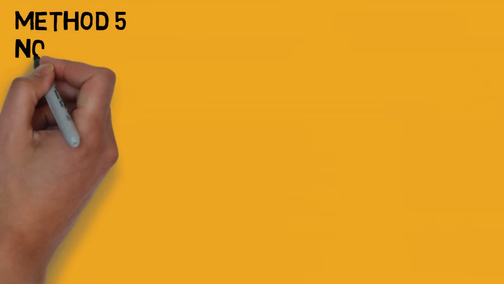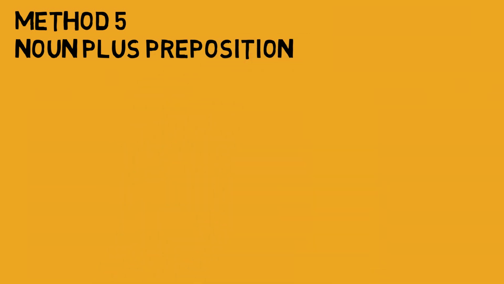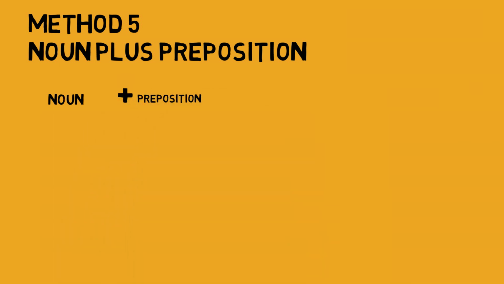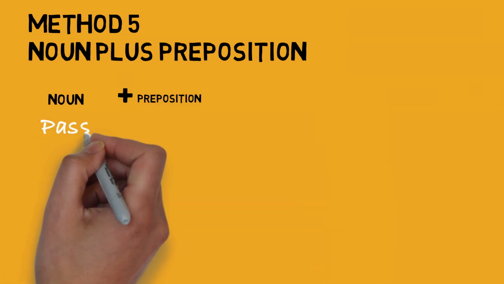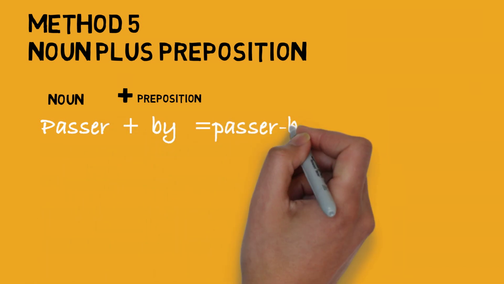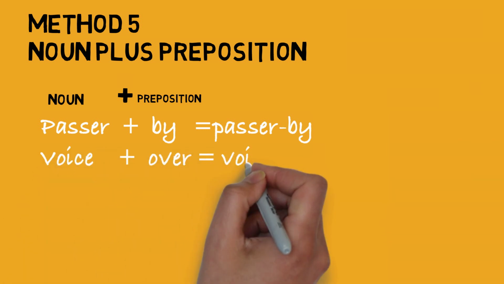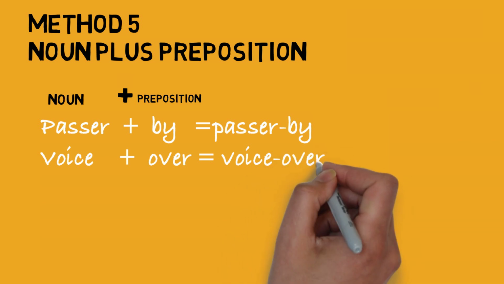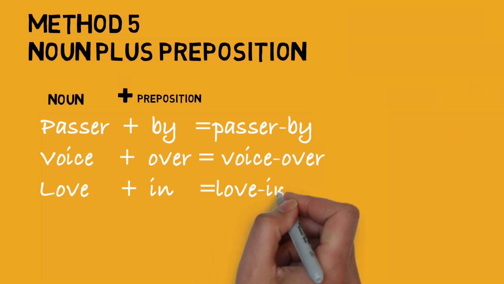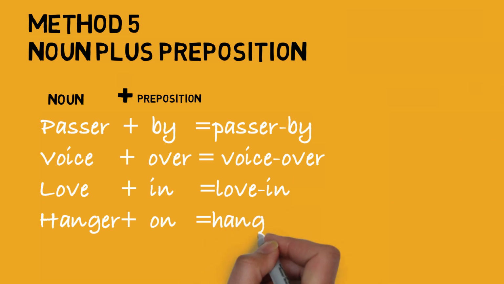The fifth way to form compound nouns is by combining nouns and prepositions. Cara kelima membentuk compound nouns ialah dengan menggabungkan kata nama dengan preposisi. For example, passer-by. Passer is a noun, plus by, which is a preposition, becomes passerby. Voice over. Voice is a noun, and over is a preposition. Together they combine to form a new word, voiceover. In the same way, love-in, hanger-on, and looker-on.